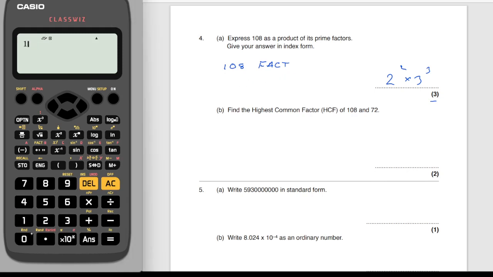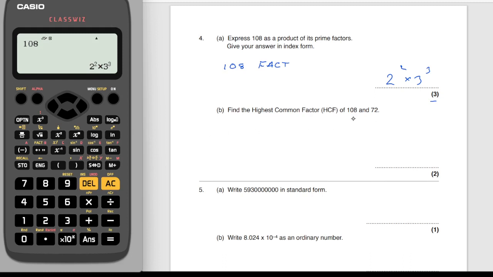So just to show you again, 108 equals, we've got it as a number and we want to change the format of the number into its factors. You press Shift and then you can see the Fact written above the times function. When you press that, it converts it into its index form.